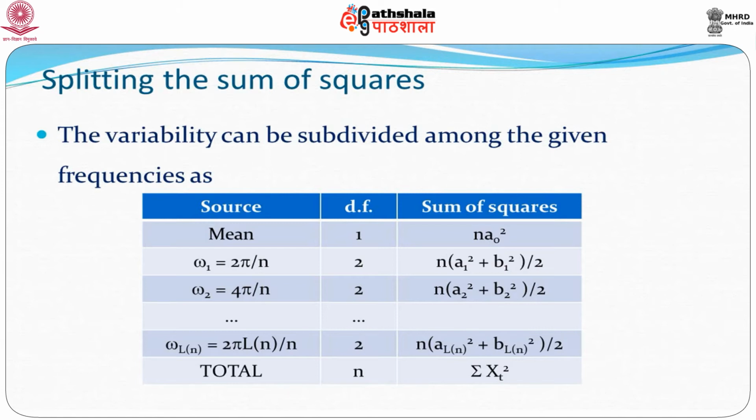And more importantly, if you look at ω_1, which is the first frequency, it is equal to 2π/n. It has 2 degrees of freedom. It is given by n times (a_1 squared plus b_1 squared)/2.